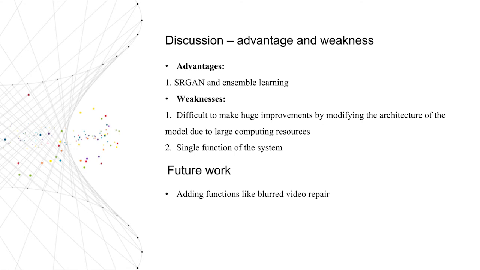However, there are also some limitations in this system. First, it is difficult to make huge improvements by modifying the architecture of the model, like adding or reducing some residual network blocks or convolution blocks, because of the large computing resources required. And second, the system has a single function. So for future work, we can add the function of blurred video repair to make the system function more diversified. That's all.